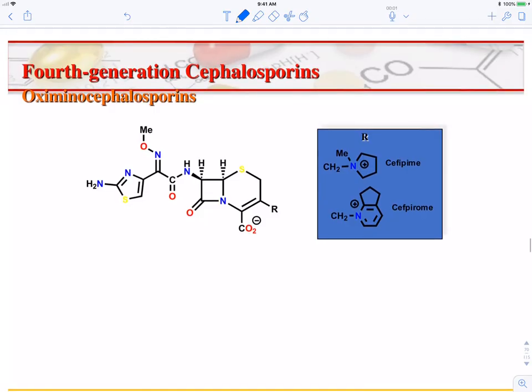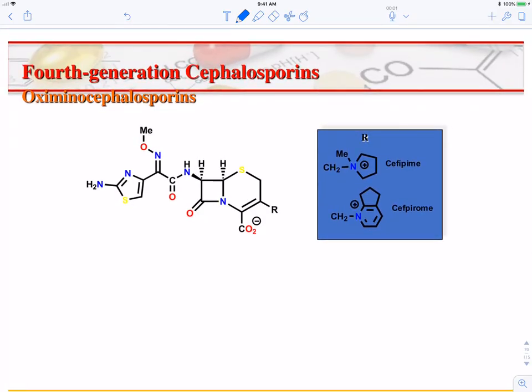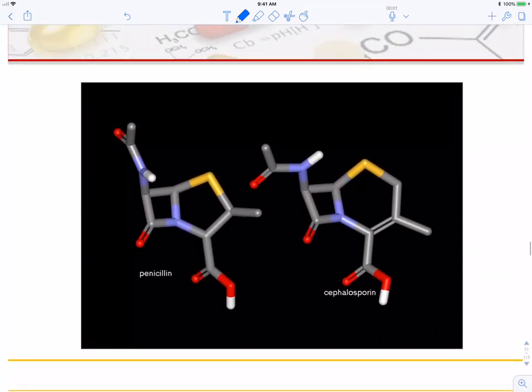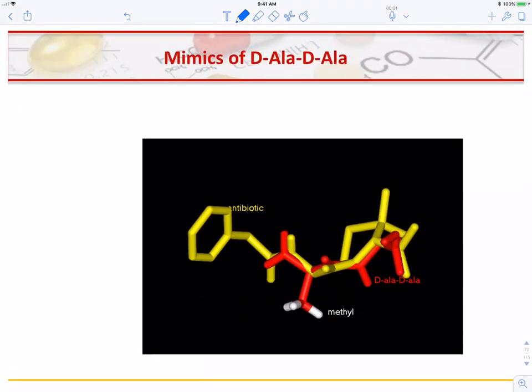And then finally the fourth generation. As you have noticed, basically the position of the double bond is very important here. The fourth generation has way more complex substituents here on position R. So overall, they all look the same way. So penicillin and cephalosporins have the same beta-lactam functional group, and then the structure in space can look a little bit different. All of them mimic the D-Ala-D-Ala conformation.